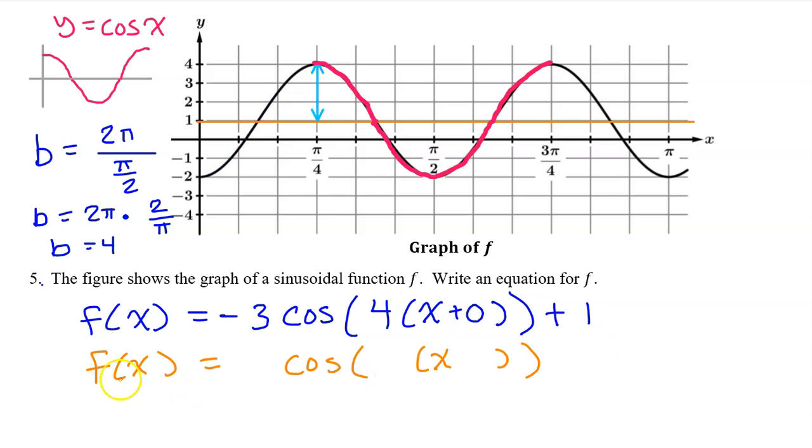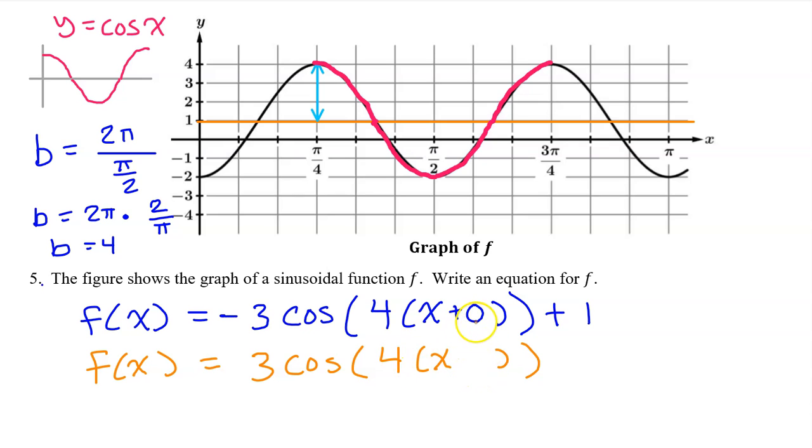I can write another equation for f of x based on the period of f that looks identical to the parent function y equals cosine x. Because this period is right side up compared to the parent function, the a value will be positive. So instead of negative 3, it will be a positive 3. The period did not change. So the b value won't change, so the b value is still going to be 4.